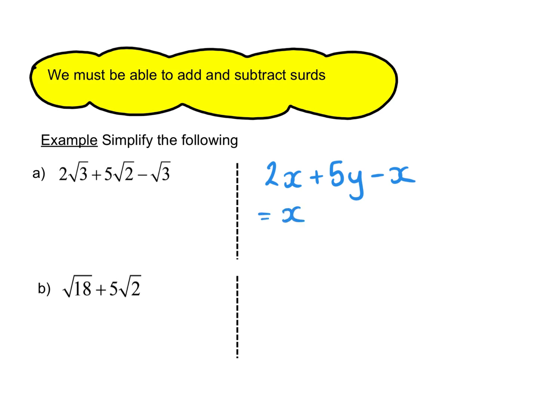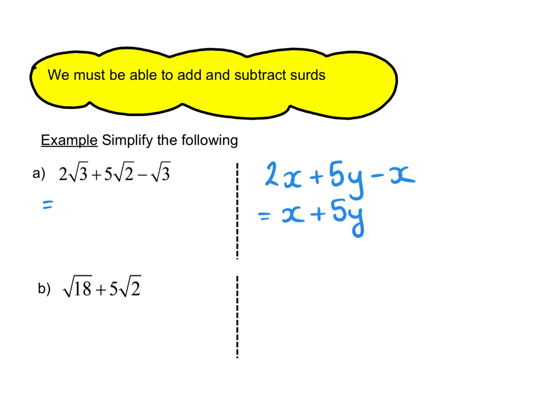And here, how many y's do I have? Well, I've just got 5 y's. Now, the y's and the x's can't be added together, remember, so we would just keep them separate. We're collecting like terms. When we're dealing with surds, we don't collect like terms because we've not got these x's and y's. We collect like surds. So the root 3's are collected with the other root 3, and this root 2 can't be mixed with these ones here.